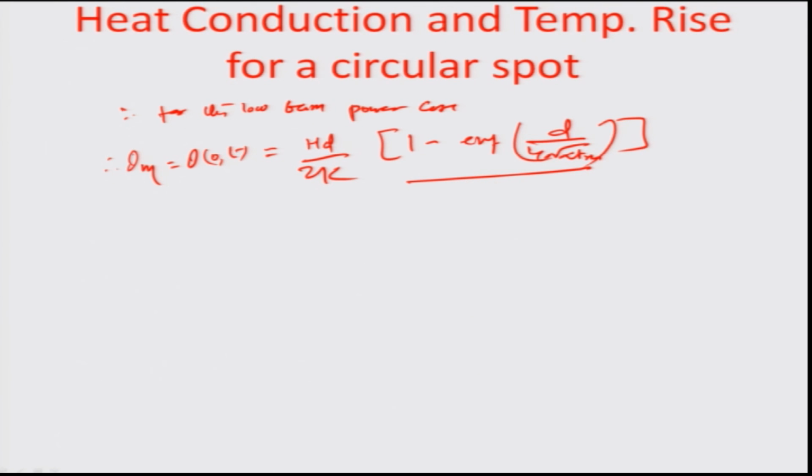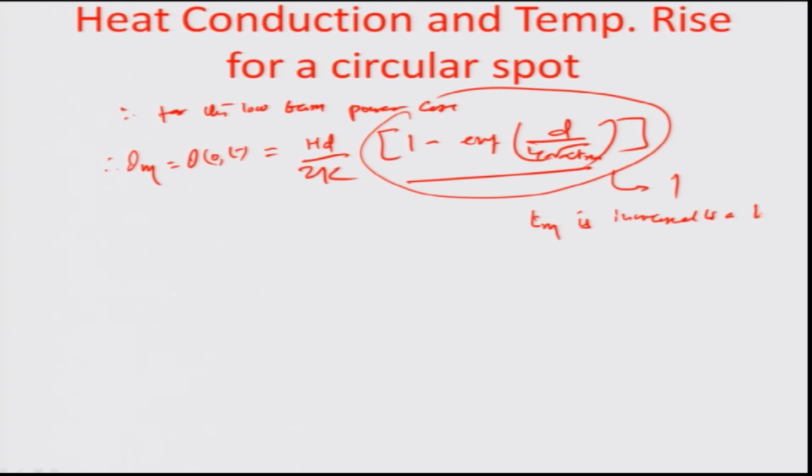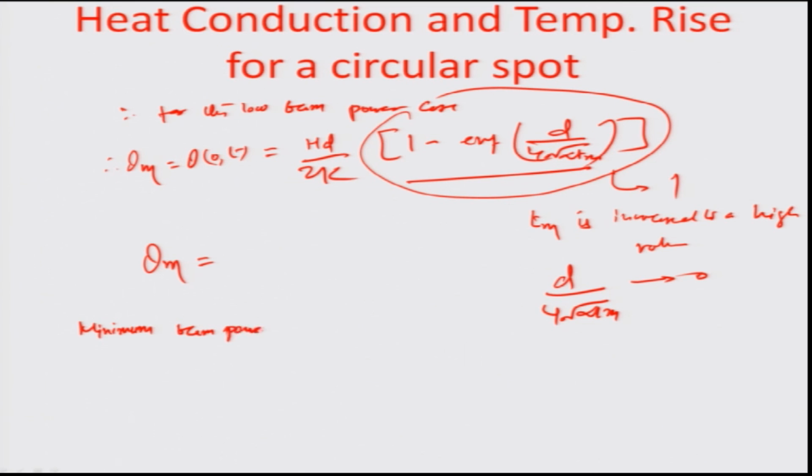and obviously the maximum value of this particular expression is 1 when the Tm value approaches a very high value. So, if Tm is increased to a high value, so that D by 4 root alpha Tm, the zeta value, approaches 0, then it is a case where I can say that the maximum for the lowest beam power case, okay, or we can talk about it as the minimum beam power which is needed, okay, the minimum beam power needed would be corresponding to when the theta m becomes HD by 2k.